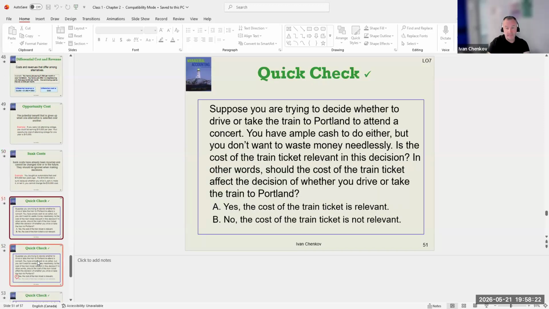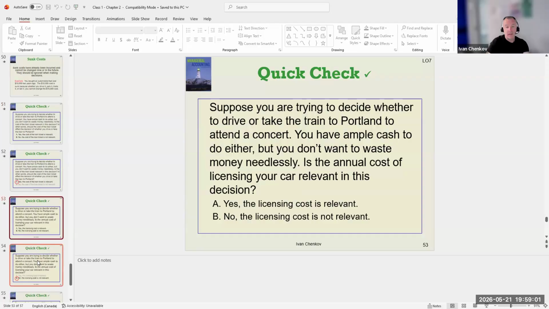Let's see this quick check. Pretend that you want to go to Portland for a concert. You have two options: drive or take a train. Cash is not your problem. Quality of life also. Is the cost of the train ticket relevant for your decision? In other words, should the cost of the train ticket affect the decision whether to drive or to take the train? Absolutely, yes. It's one of the decisions, right?